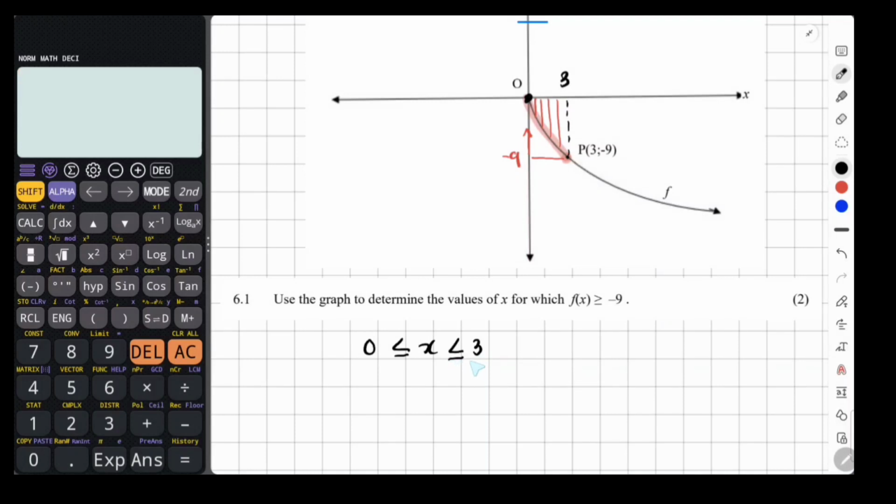And the reason why it's equal to 3 here again is because they specifically asked for places that are greater or equal to -9. And we know that at the x value of 3, the y value is equal to -9. Okay, so that is the answer for that first one.